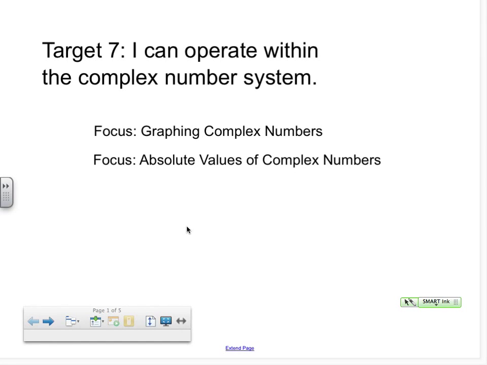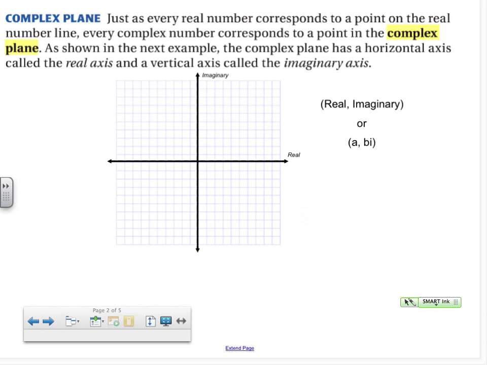Algebra 2 targets 7I: I can operate within the complex number system. Today, this video is going to focus on graphing the complex numbers and then finding the absolute value of complex numbers. All right? So as we look at it, we have such a thing called the complex plane.